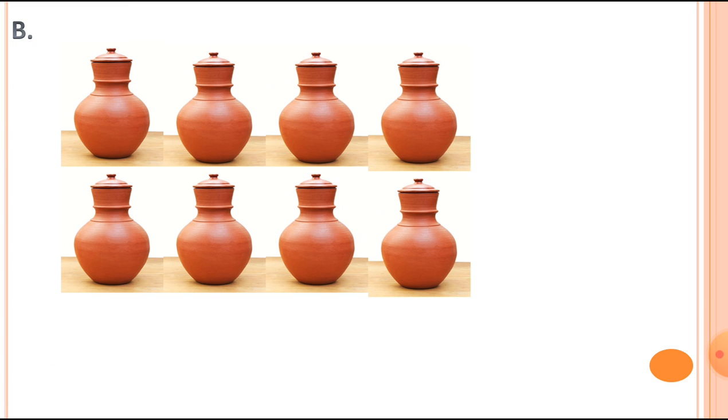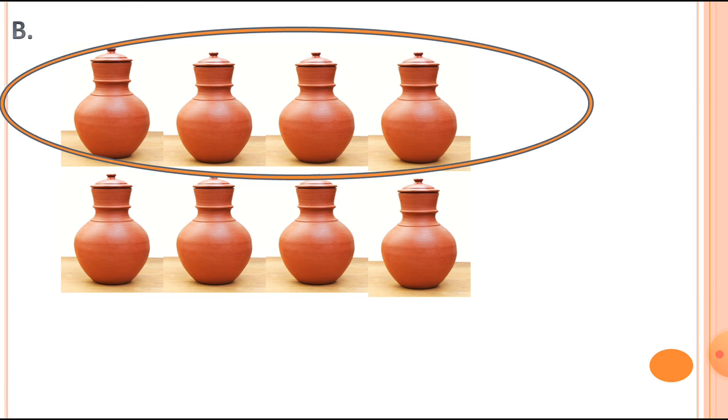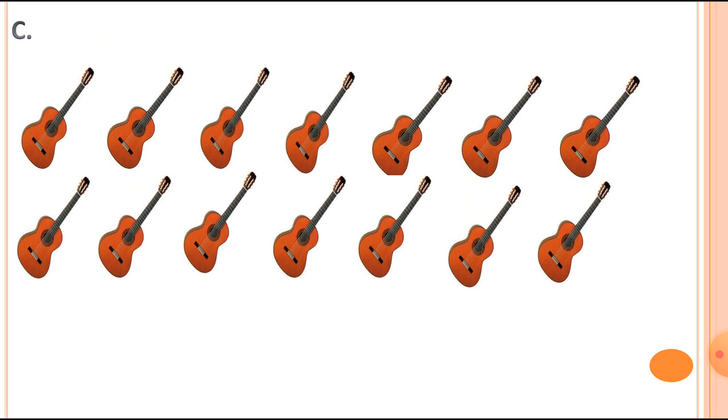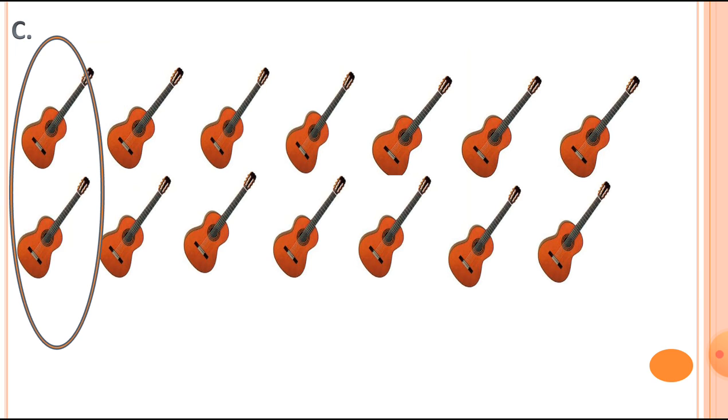Now in the next one we are taking the sleeping line pots number first, which are 1, 2, 3 and 4. There are 4 pots. Now we are counting the standing line pots, 1 and 2. There are 2 pots in the standing line. So 4 2s is also 8. Now we are moving to sum number C. First of all, we are counting the standing line. How many guitars in the standing line? There are 2 guitars in the standing line, 1 and 2.